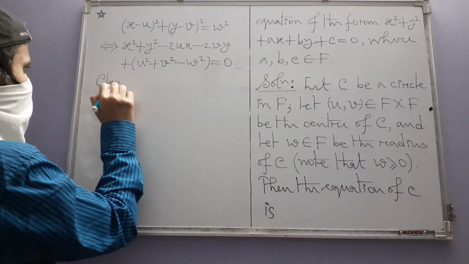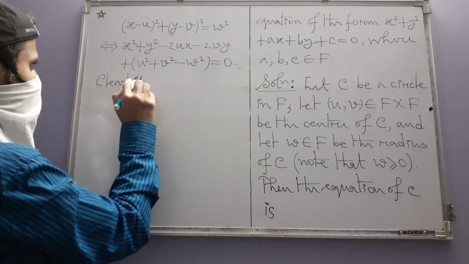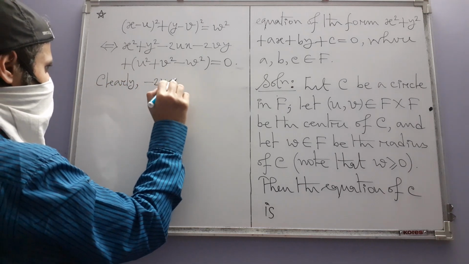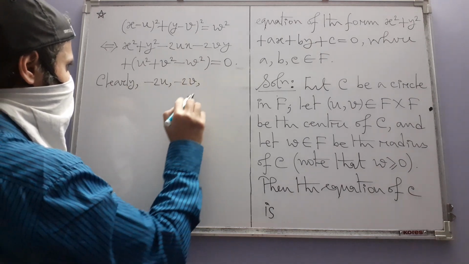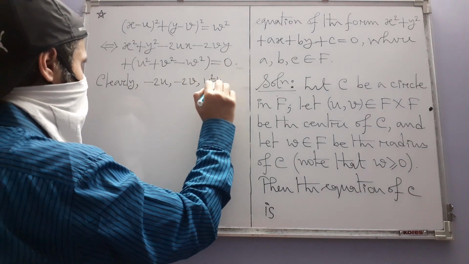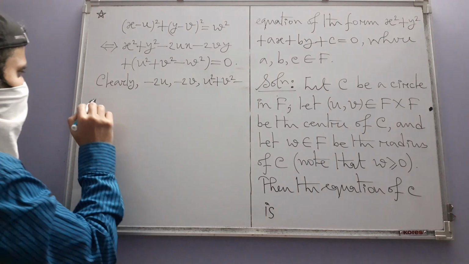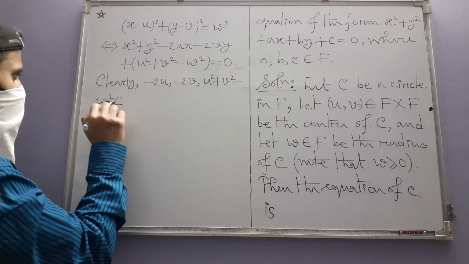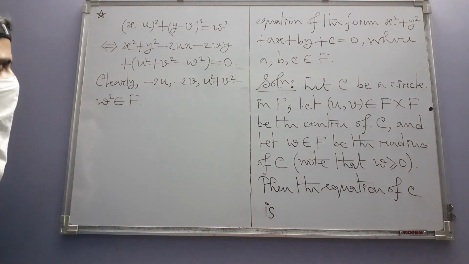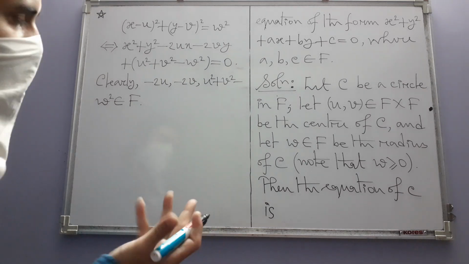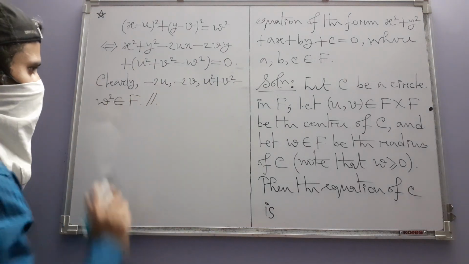Clearly minus 2u, minus 2v and this belong to F. So that means that's it. Our claim has been proved.